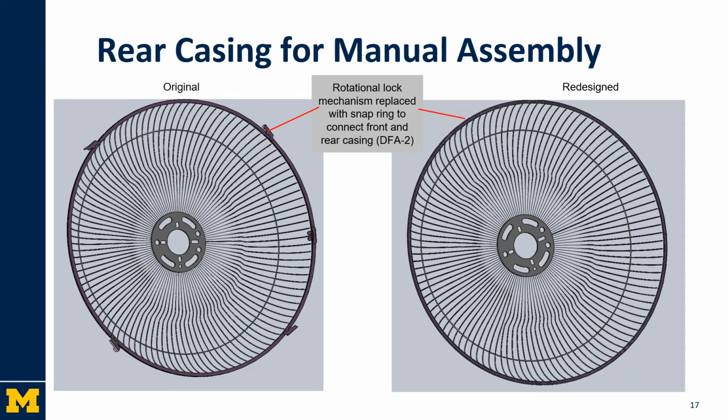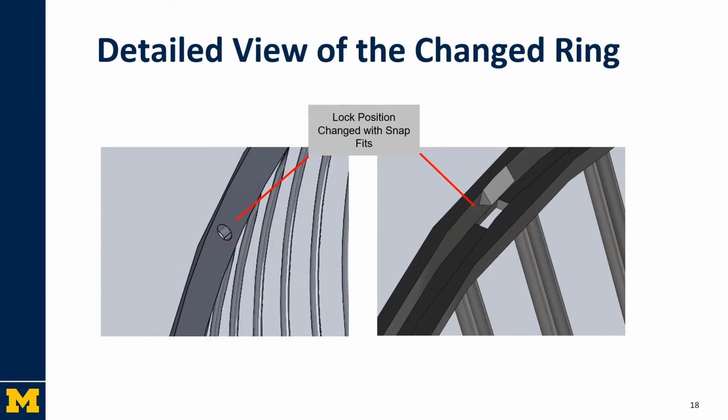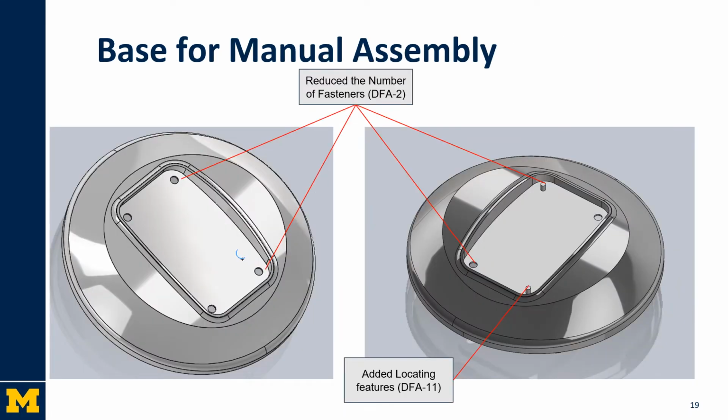Here's our rear casing manual assembly change. As you can see in the original, we had rotational lock mechanisms that clamped it to the front casing, but it is changed in our redesign part to be snap fits, which you can see here on this slide. Here is the base manual assembly redesign. As you can see, we reduced the amount of fasteners from 4 to 2 and included locating features on it.